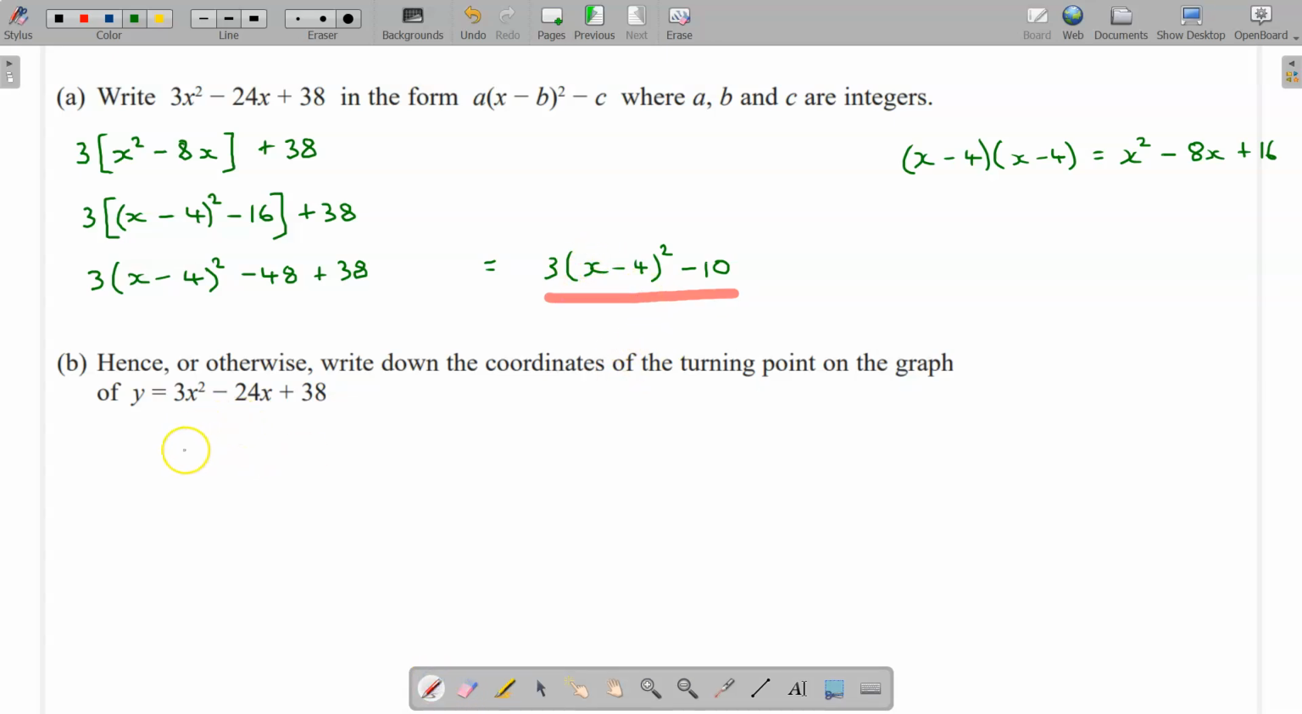So basically the minimum point is 4, comma, negative 10, because when x is 4, the value of the bracket is 0. This whole thing here is 0, and you're left with minus 10. Okay, and that's the coordinate of the minimum point on that graph.